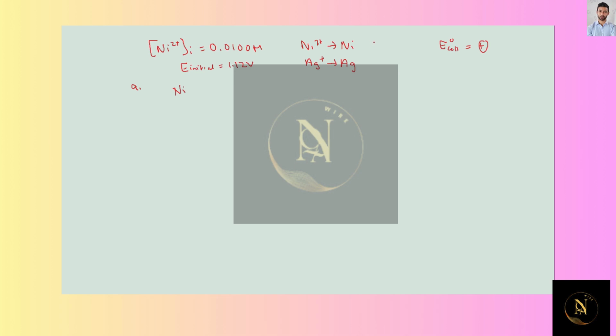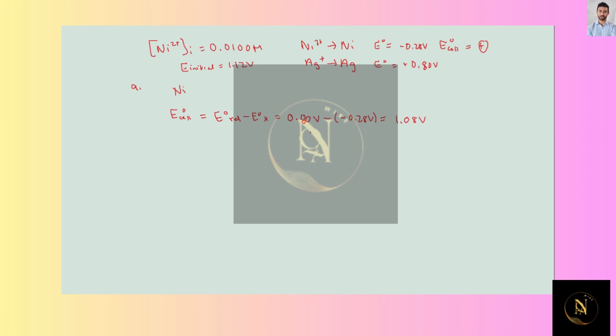If we look up the E's for each one of these, the E for nickel is negative 0.28 volts, and the potential for silver is positive 0.80 volts. In order for this to be spontaneous, we need a positive E cell. Remember, E cell is equal to E reduction minus E of oxidation. To be positive, we do 0.80 volts minus the negative 0.28 volts, which gives us the answer for part A, 1.08 volts.